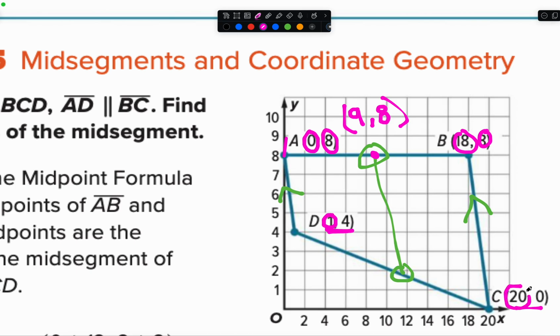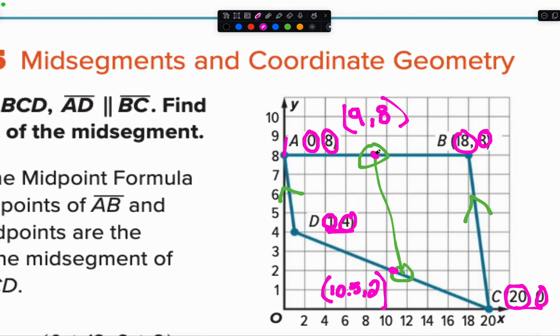I'm going to take 1 plus 20, and that's 21, and 21 divided by 2 is like 10.5, I believe. Same thing with 4. I take 4 and add it to 0, because I'm finding the midpoint, I'm finding the average. 4 and 0 added together is 4, divided by 2 is 2. So 10.5 comma 2. Oh, my point should be right there instead. Okay, a little bit over.